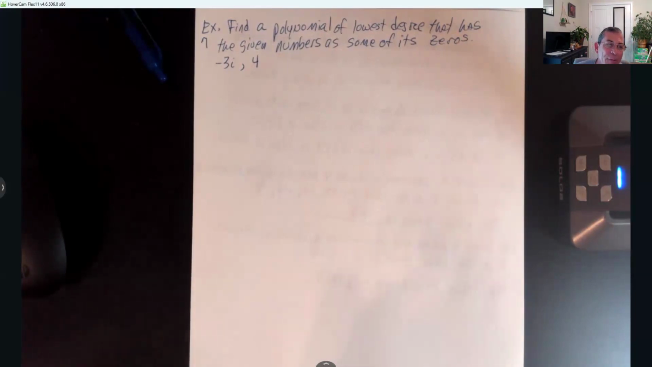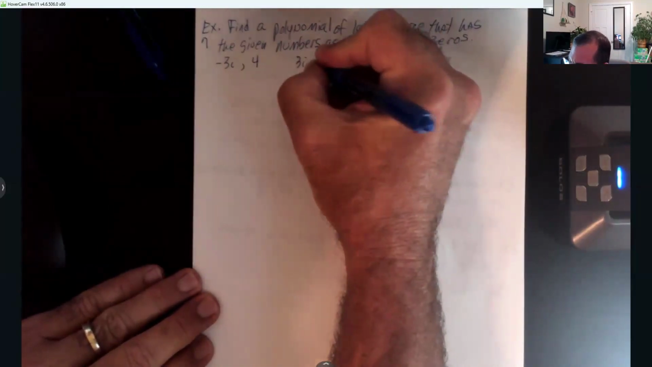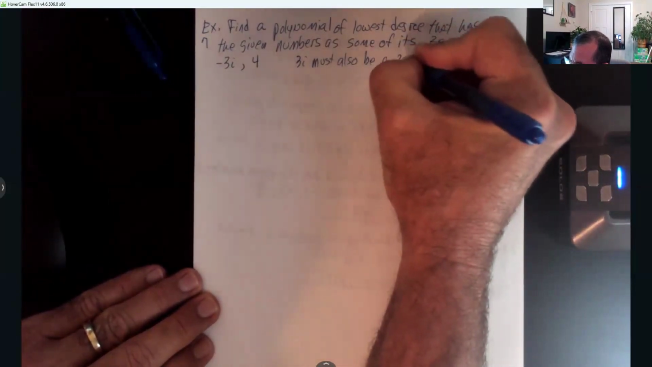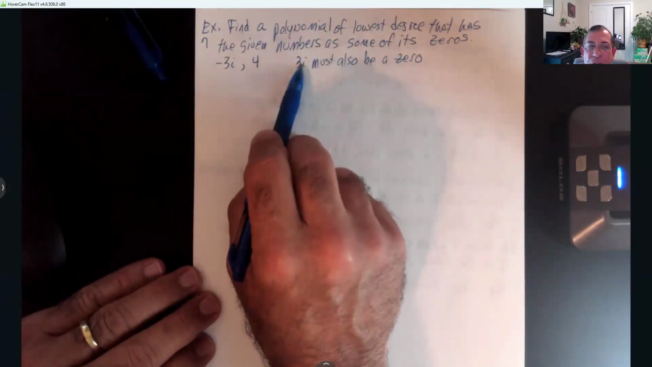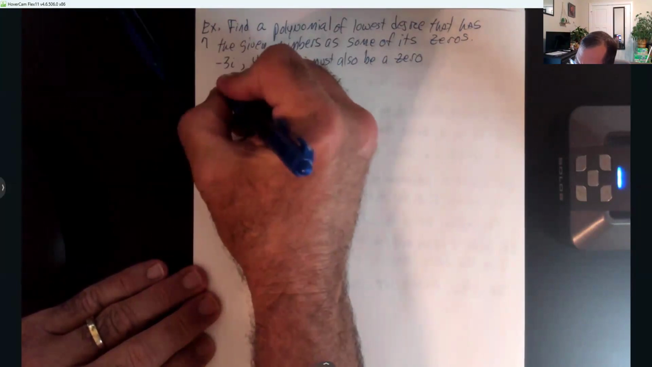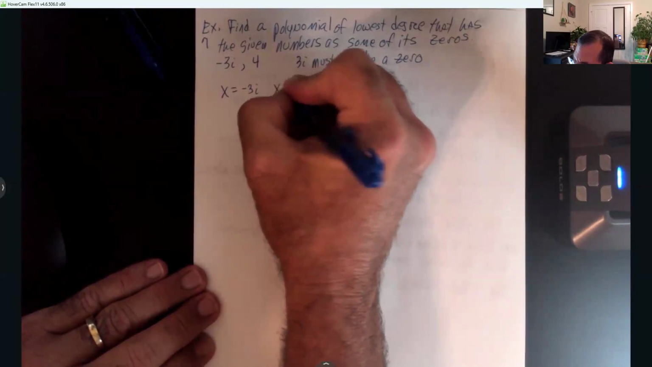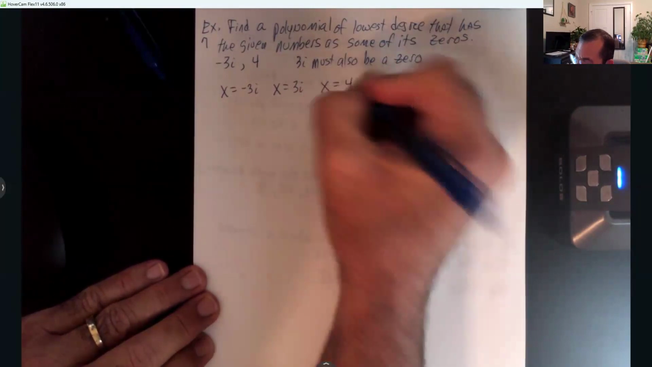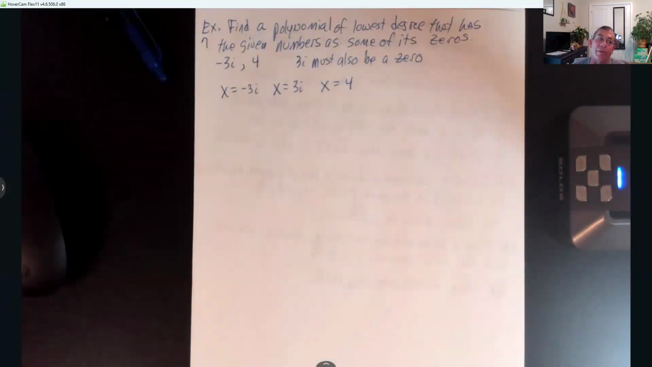All right, y'all think the conjugate pairs? 3i, good job. So y'all, 3i must also be a zero. If they give you an imaginary, you got to bring that conjugate in also. So that means x equals negative 3i, x equals 3i, and x equals 4. I'm just putting my imaginary stuff together so when I foil, it'll be a little easier, okay?